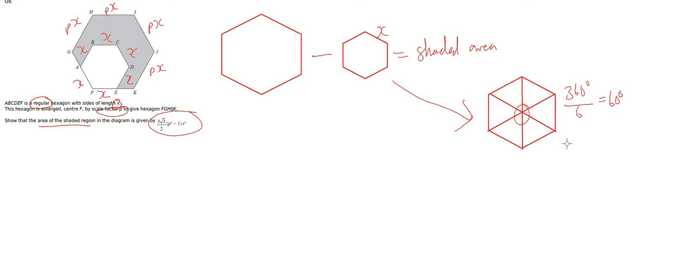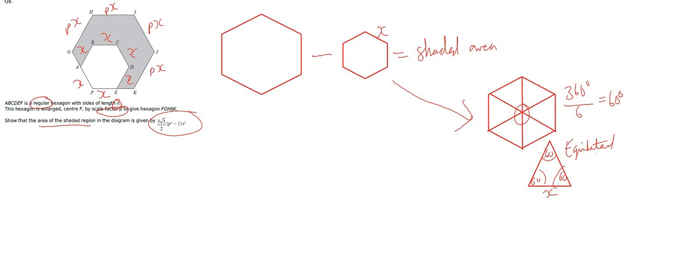So that means that each triangle is equal to 60. That's x, my side length. So if that's 60, these two must be 60. Okay, for all the angles to be the same, which means that this is equilateral.